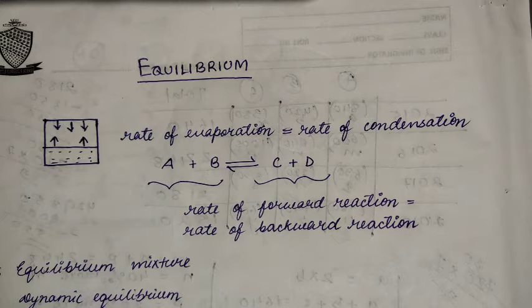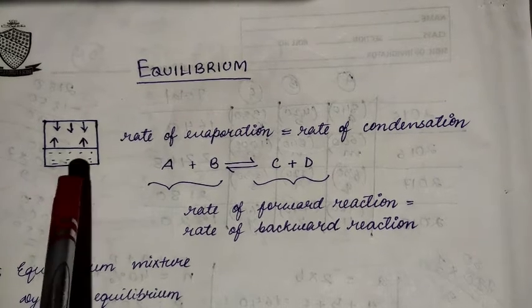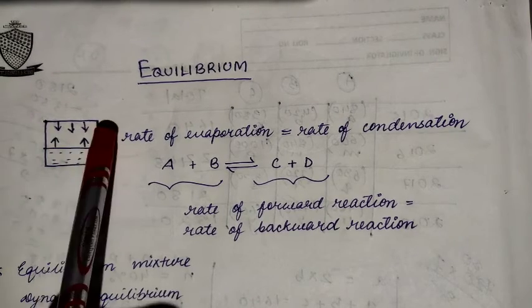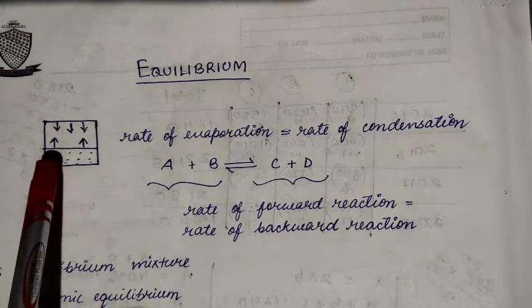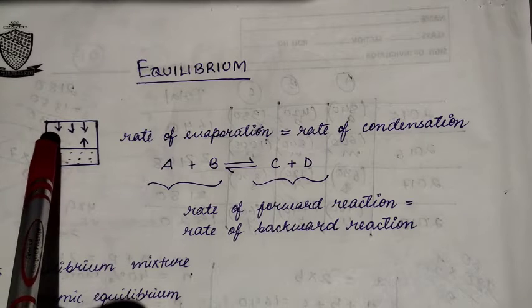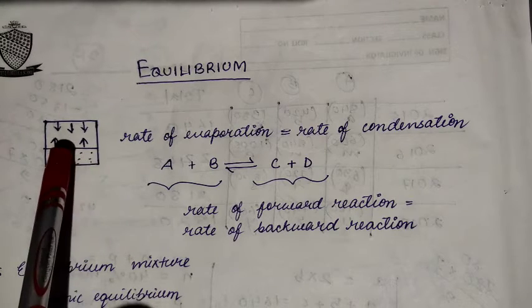Today we'll start a new chapter, that is equilibrium. In order to understand the meaning of equilibrium, we have to consider an example which I have drawn to your left. This is a beaker with a closed lid. Now I have taken some liquids. As you know that the liquids tend to evaporate and they also condense.